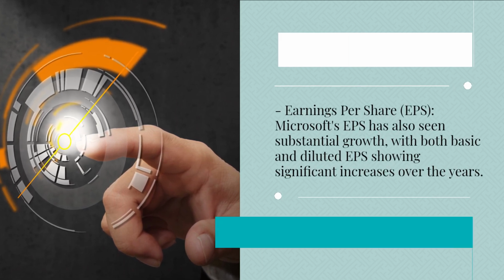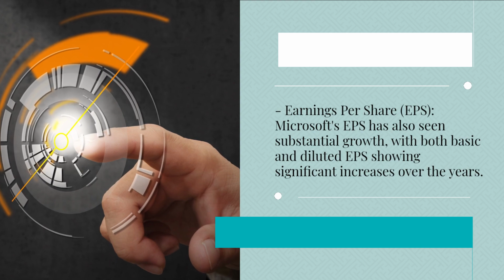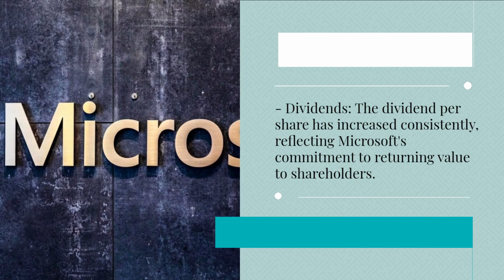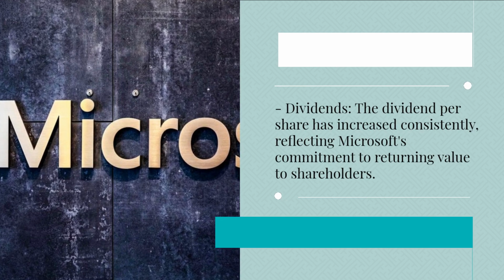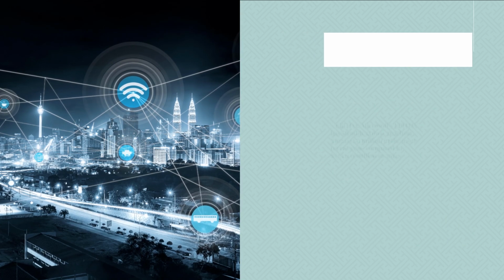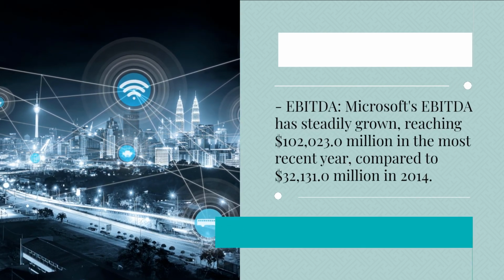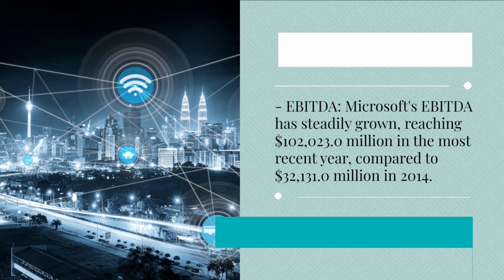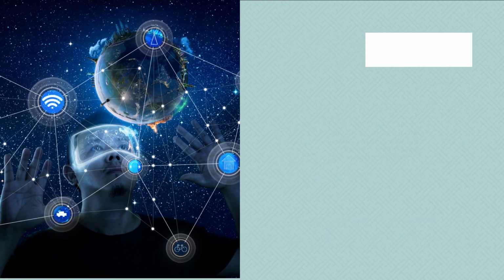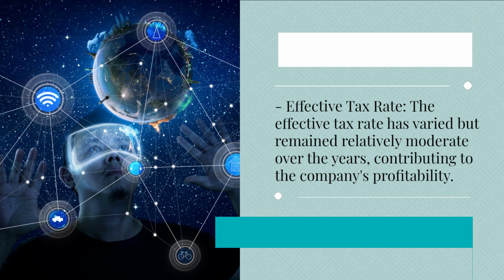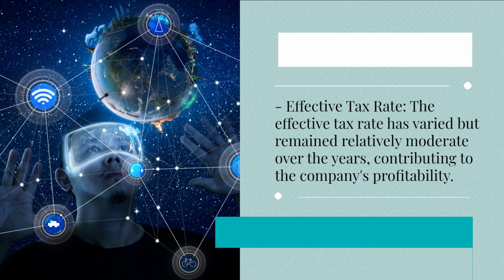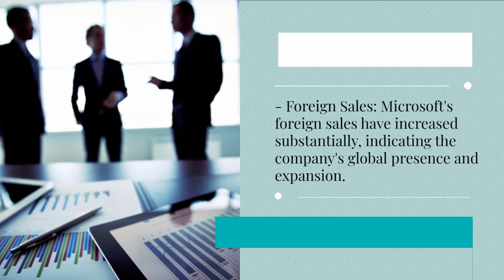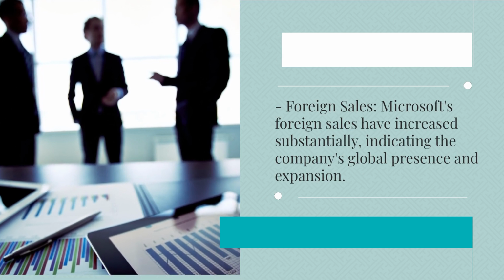Microsoft's EPS has also seen substantial growth, with both basic and diluted EPS showing significant increases over the years. Dividends. The dividend per share has increased consistently, reflecting Microsoft's commitment to returning value to shareholders. EBITDA. Microsoft's EBITDA has steadily grown, reaching $102,023 million in the most recent year, compared to $32,131 million in 2014. Effective tax rate. The effective tax rate has varied but remained relatively moderate over the years, contributing to the company's profitability. Foreign sales. Microsoft's foreign sales have increased substantially, indicating the company's global presence and expansion.